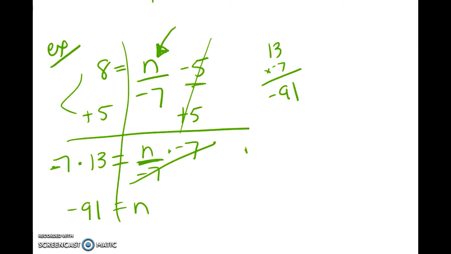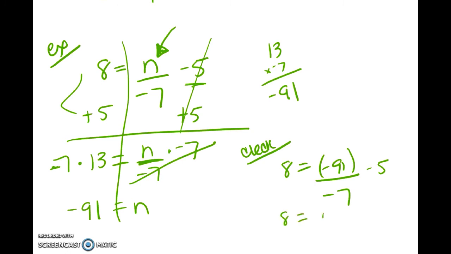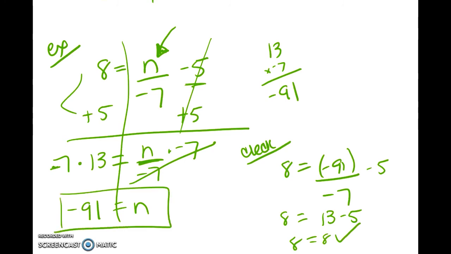So now in order to check this, I need to replace it where my n was. All right, negative 91 divided by negative 7. You guys will have to do that off to the side. You should get 13. And then if you do the subtraction, you get 8 equals 8.